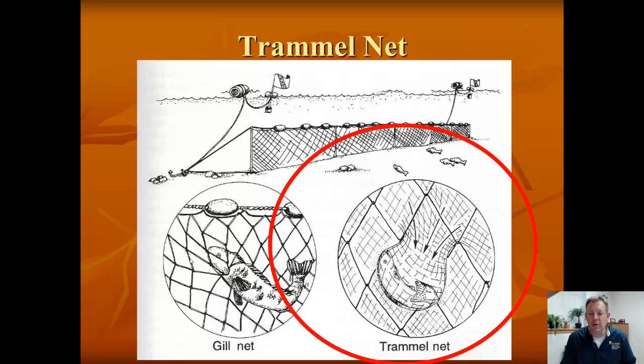And you can see here in this example that this is what a trammel net looks like, and you can see how this fish, it's kind of created a little bag there that's trapped the fish in.